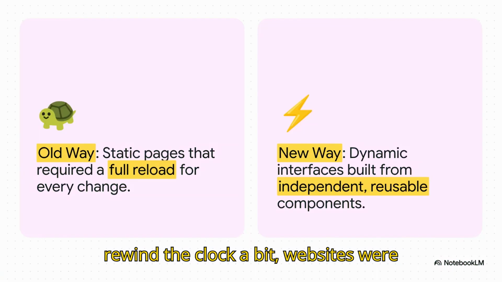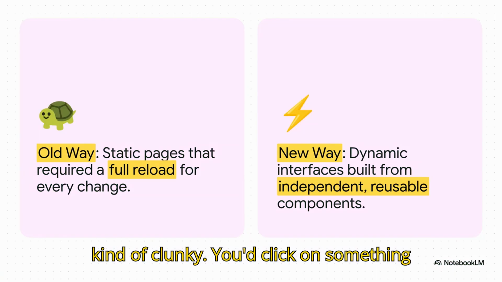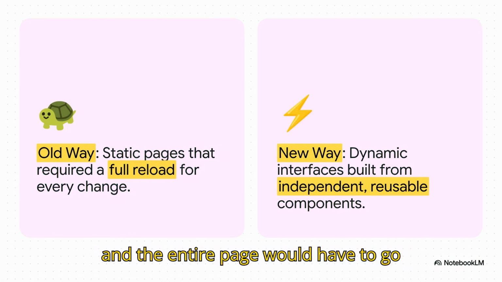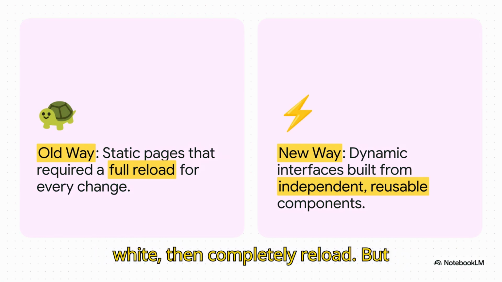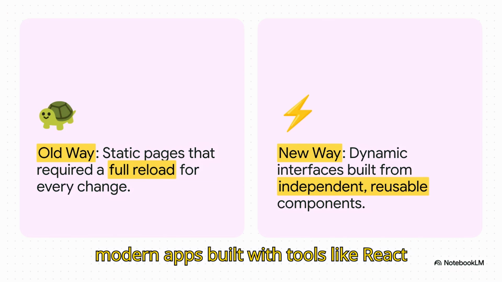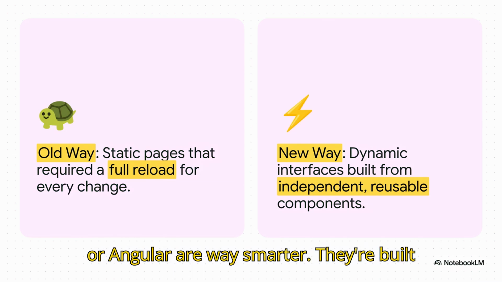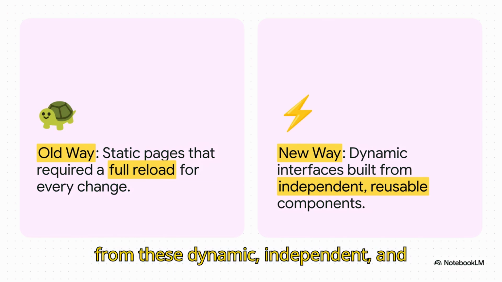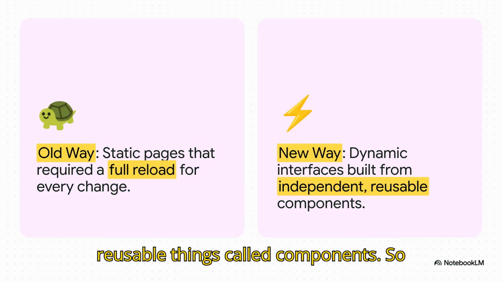Now, if you rewind the clock a bit, websites were kind of clunky. You'd click on something and the entire page would have to go white, then completely reload. But modern apps, built with tools like React or Angular, are way smarter. They're built from these dynamic, independent, and reusable things called components.